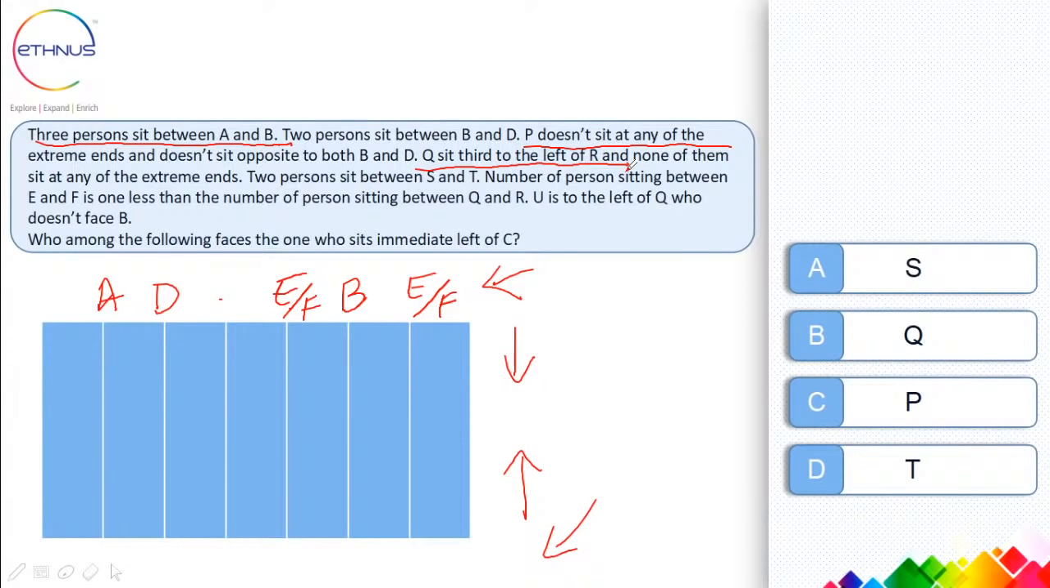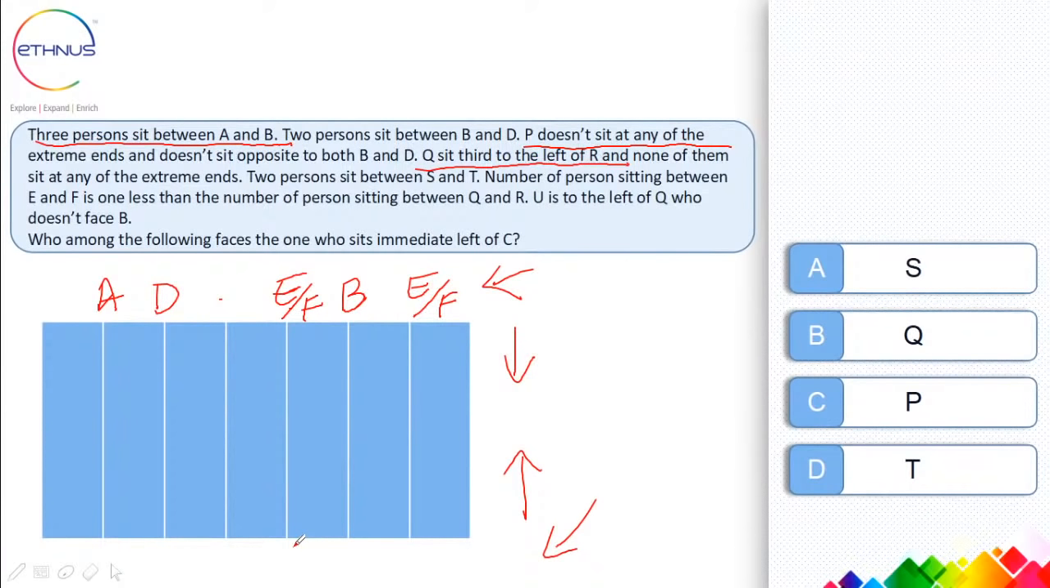2 persons sit between B and D. That is also done. P doesn't sit at any of the extreme ends. So definitely P cannot come here. P can be somewhere in middle, and doesn't sit opposite to B and D. Okay, so definitely it should be somewhere in middle. Q sit third to the left of R, and none of them sit at any of the extreme ends. 2 persons sit between S and T. Okay, so we can take this one. S and T, they have mentioned 2 persons are sitting, and definitely P cannot be at the last one. Number of persons sitting between E and F is 1 less.